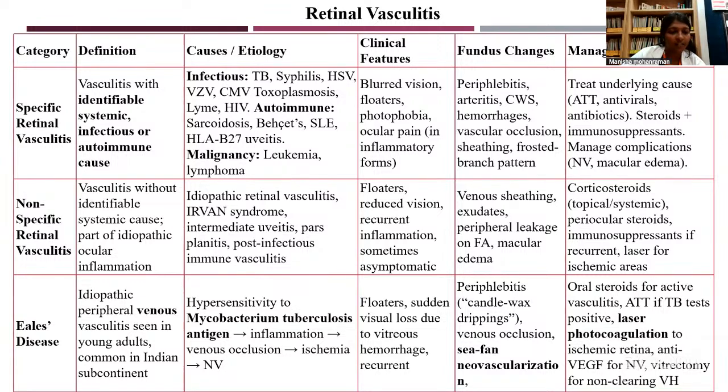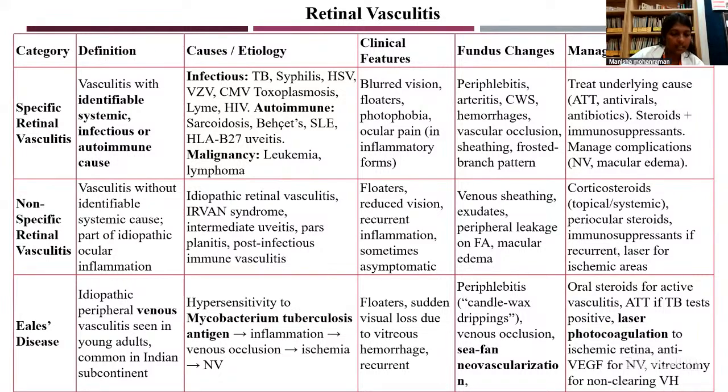Next is non-specific retinal vasculitis. It is vasculitis without identifiable systemic cause. It is a part of idiopathic ocular inflammation. The causes are idiopathic retinal vasculitis, IRVAN syndrome, intermediate uveitis, pars planitis, post-infectious immune vasculitis. The clinical features are floaters, reduced vision, recurrent inflammation. Sometimes it can be asymptomatic. The fundus changes include venous sheathing, exudates, peripheral leakage, macular edema. The management: corticosteroids, topical and systemic, periocular steroids, immunosuppressants if recurrent, laser for ischemic areas.